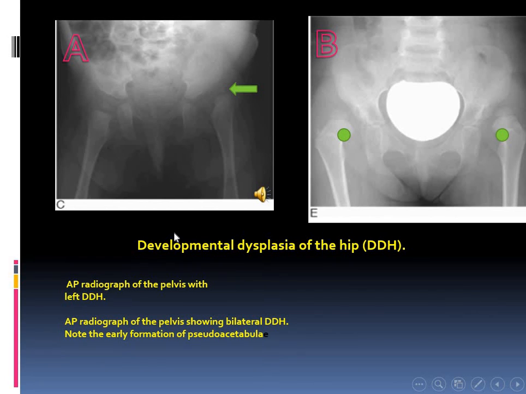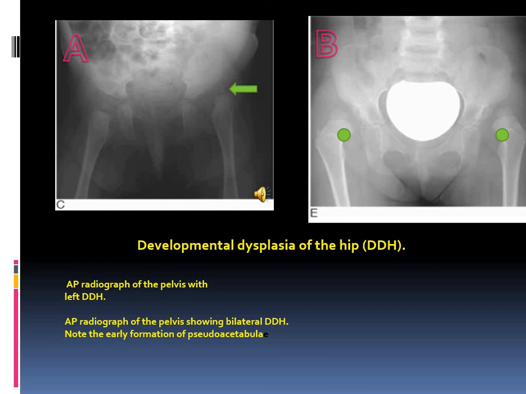We have here two examples. In example A, we can see that there is a left DDH. This is because of the abnormal shape of the left hip. If you try to draw the Shenton line and Perkin line, you can detect that the epiphysis is very small and at an abnormal position, and the Shenton line is interrupted. So this is the left DDH, while in image B you can detect that both hips are abnormal.